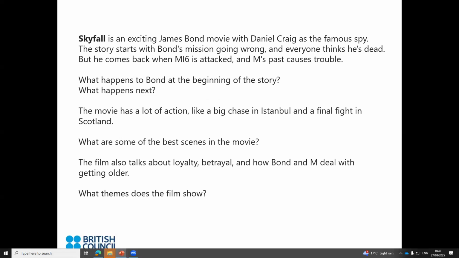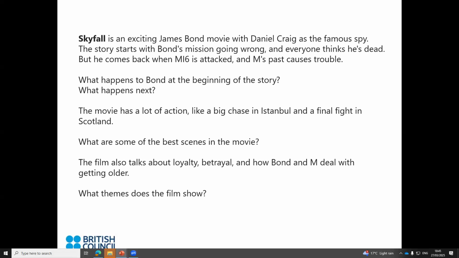So the first part of my review is: Skyfall is an exciting James Bond movie with Daniel Craig as the famous spy. The story starts with Bond's mission going wrong, and everyone thinks he's dead. But he comes back when MI6 is attacked and M's past causes trouble. And I've changed that into 2 questions. What happens to Bond at the beginning of the story? And what happens next?